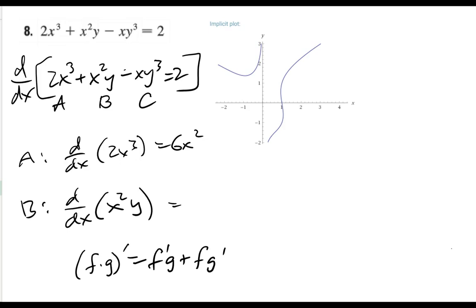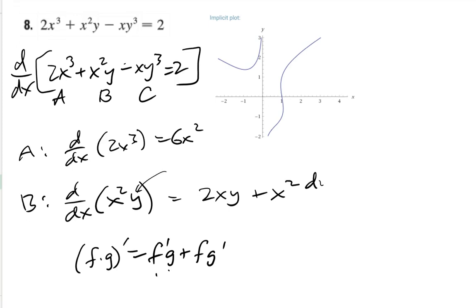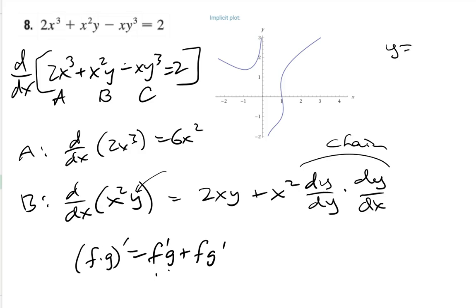So this becomes 2x times y, that's this and this, plus x squared. Now, dy over dy, so it's the derivative of y with respect to y times dy dx. We are using the chain rule here. It's a chain rule because y is some function of x. I don't know what it is.